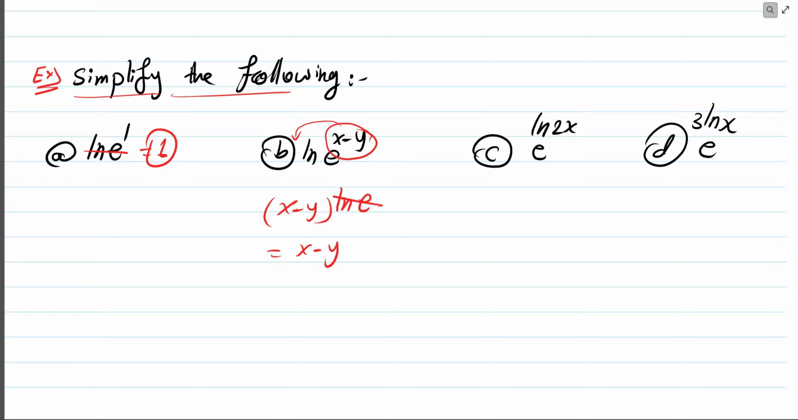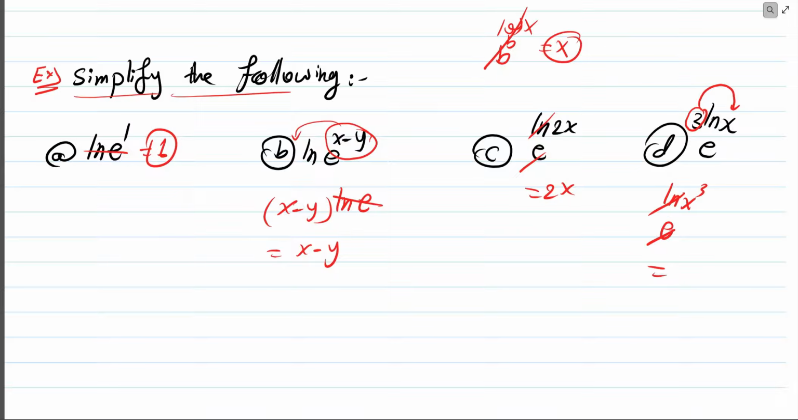For this one also, e power ln, so we have ln and e, they can cancel each other. This is called the inverse property. When you have b power log base b of x, this cancels and equals x, right? This is the property. So this is the same, so it equals only x. But in case you have a number in front of ln, you need to move the number back, make it e power ln x power 3, then you can cancel ln with e, which equals x power 3. Be careful in this case.